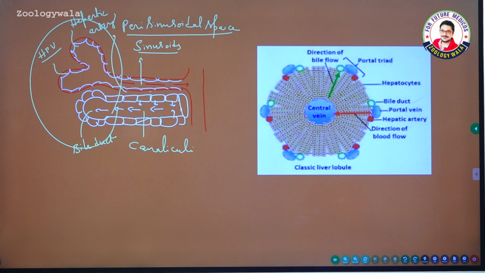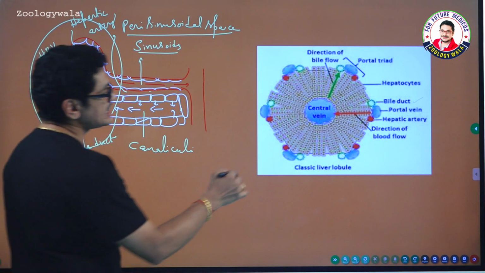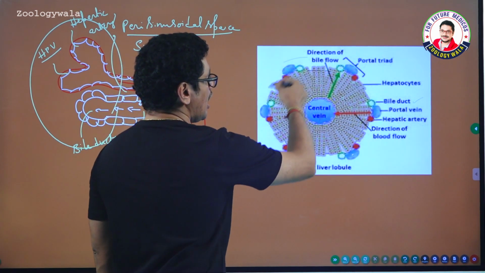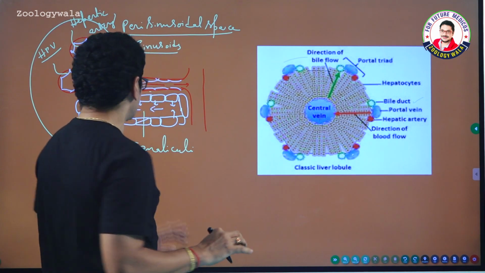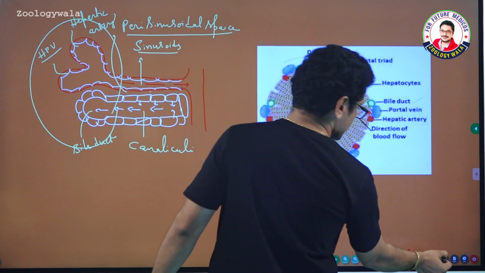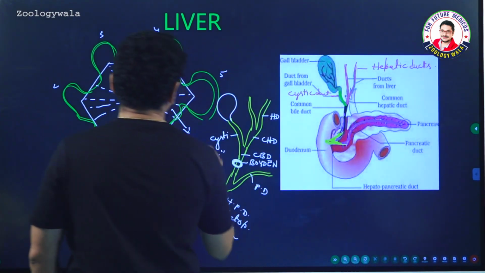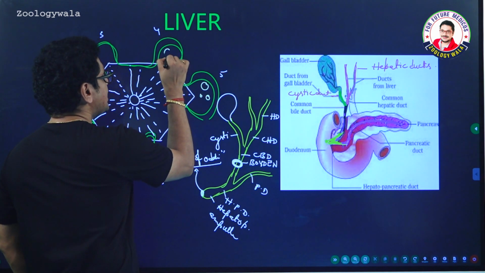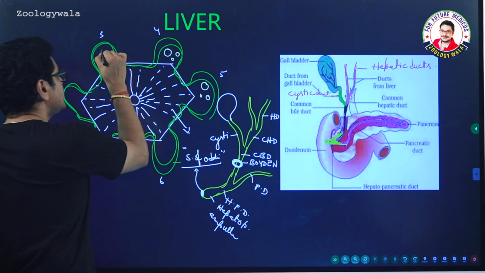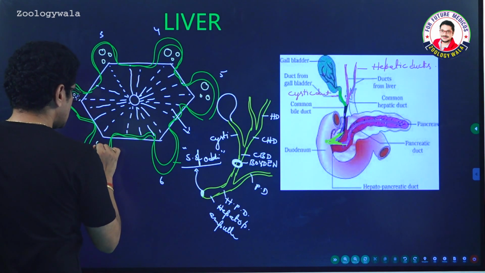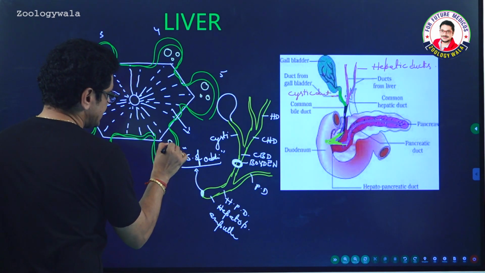These three, 1, 2, 3, are the three areas. At all six corners you can see these three: branch of the hepatic artery, bile duct and hepatic portal vein. See now, the branch of hepatic artery, hepatic portal vein, branch of bile duct. All those three are represented here like this.